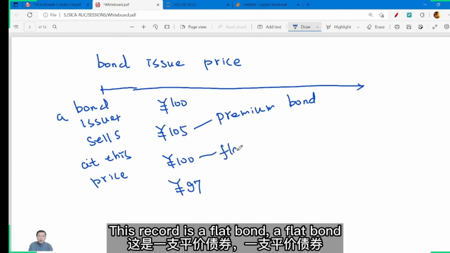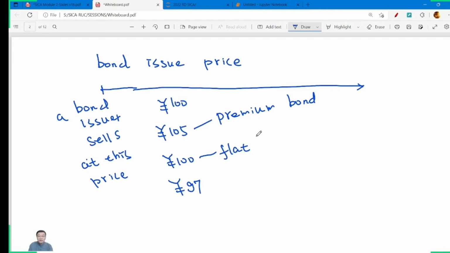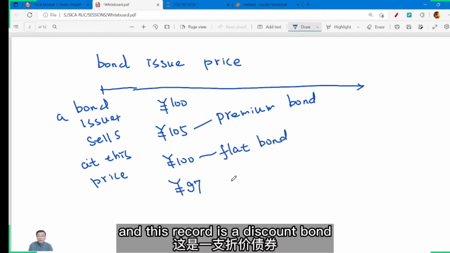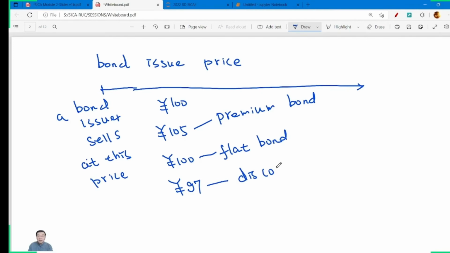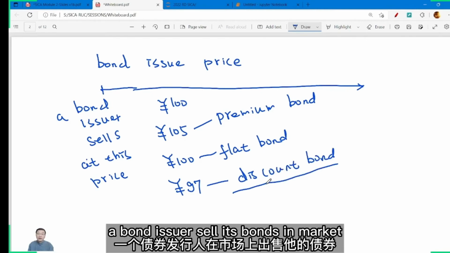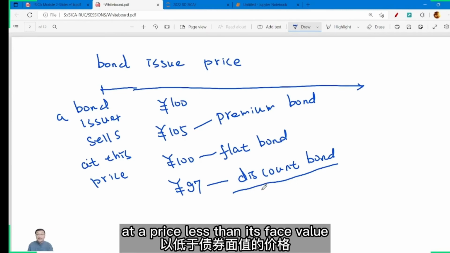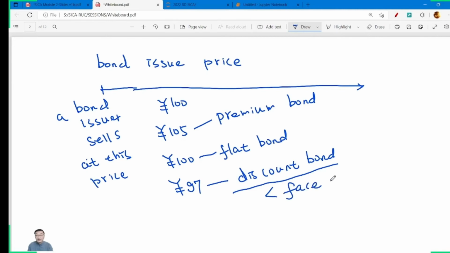This we call a flat bond, and this we call a discount bond. A discount bond means a bond issuer sells its bonds in the market at a price less than its face value.